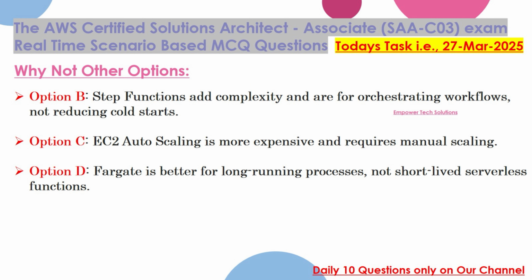Why not other options? Option B. Step Functions add complexity and are for orchestrating workflows, not reducing cold starts. Option C. EC2 Auto Scaling is more expensive and requires manual scaling. Option D. Fargate is better for long-running processes, not short-lived serverless functions.